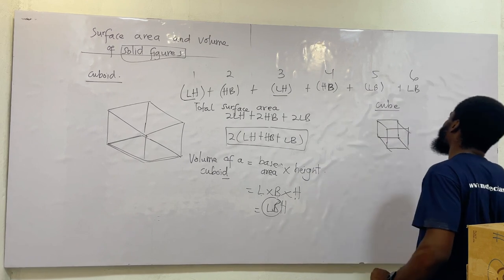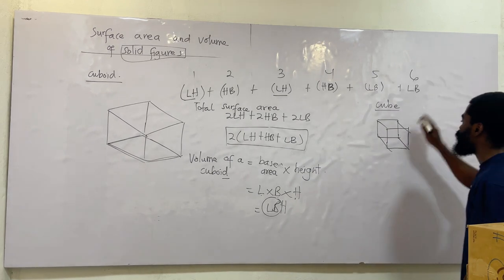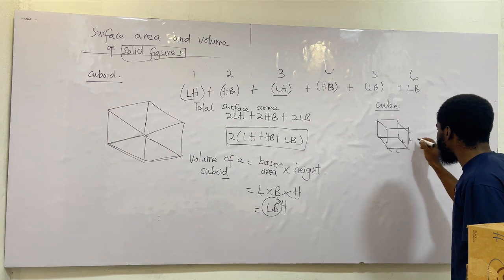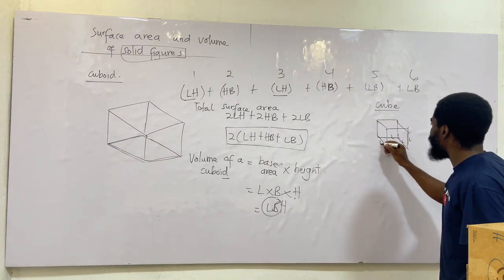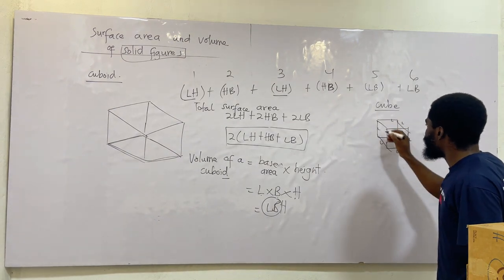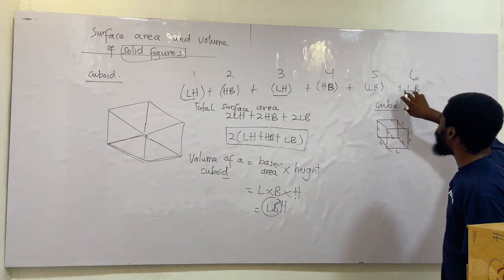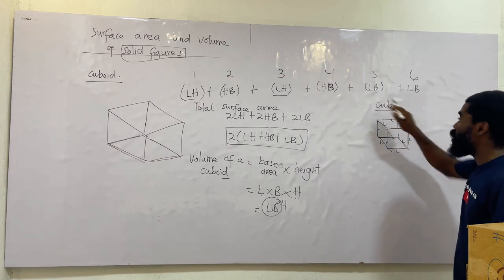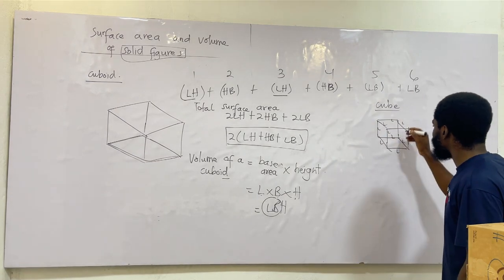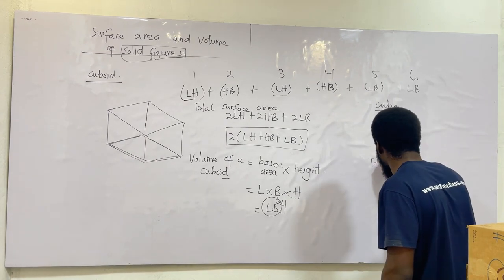Okay, so at least I have a cube here. All sides are equal. So if this is length, that's length, that's length. All the sides have length. So therefore, we are going to also add what? All the 6 sides, and one side. So let me say total surface area.